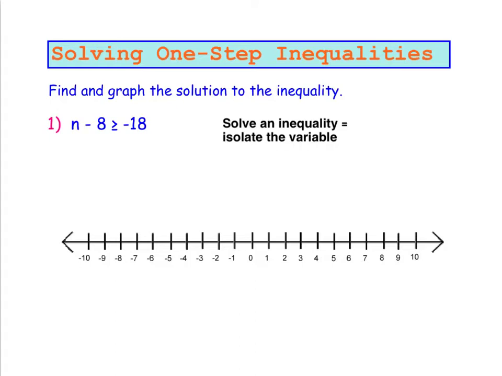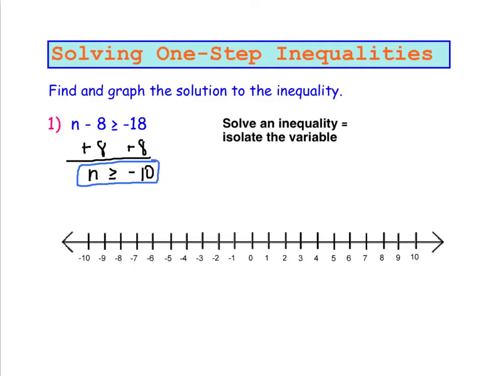So, we're going to find and graph the solution to the inequality n minus 8 is greater than or equal to negative 18. Just like I would in an equation, I need to get this negative 8 away from the n. It needs to go over to the other side. So what I'm going to do is add 8 to each side of the inequality. And so I'm going to get n is greater than or equal to negative 10. So this is the solution to my inequality: n is greater than or equal to negative 10.